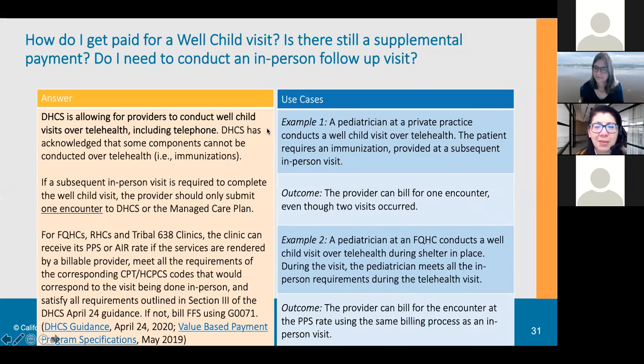Okay, thank you. And this other one is also probably for you, Bao. When billing Medi-Cal G0071 fee for service for FQHCs and RHCs, does that go on a UB claim form or a 1500 claim form? My understanding is that it goes on your regular UB.